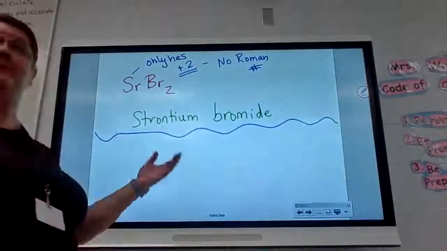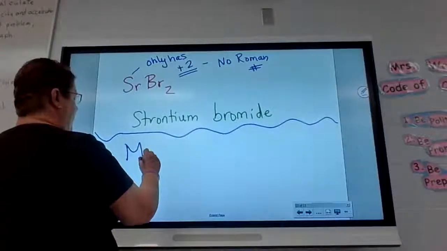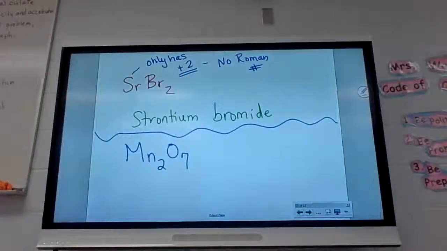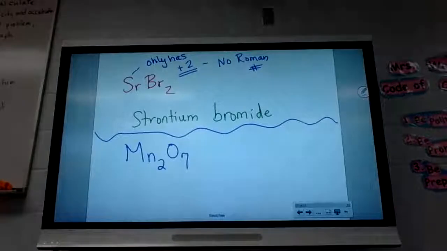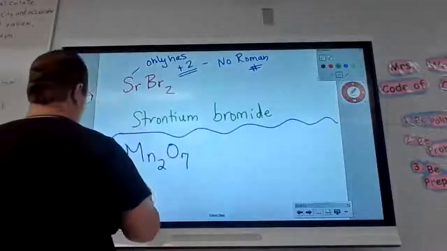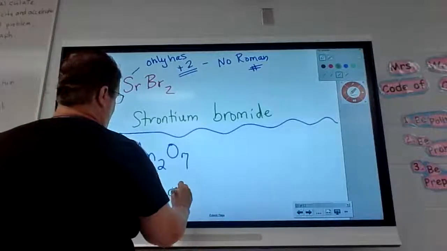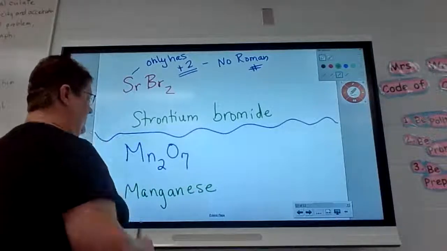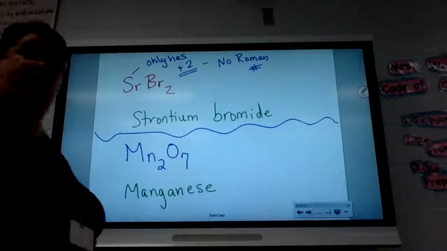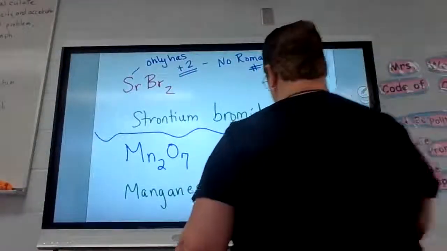Now, the flip side of that would be something like this. If we have Mn2O7. And I picked Mn because, again, it's often confused with what element? Magnesium. Okay? Manganese. It is manganese. So manganese. What is O? Oxygen, which we turn into what? Oxide.